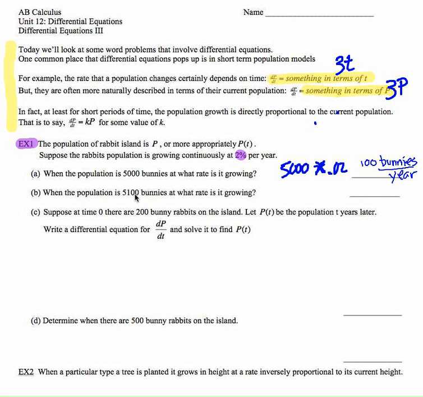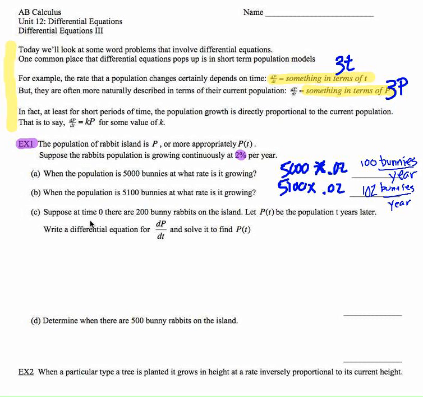But if the current population is 5,100 bunnies, 2% of 5,100 bunnies is going to be slightly larger than that. Again, that's an x, 0.02. And you're going to get 102 bunnies per year is going to be the rate of growth.